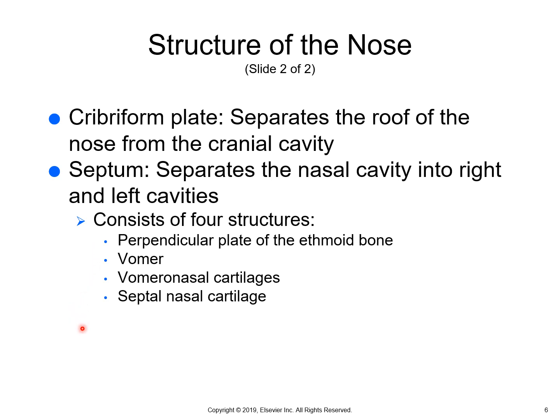So we have the perpendicular plate of the ethmoid bone, that's the upper portion of the septum. We have the vomer, which is a flat bone that forms the lower part of the septum. We have the vomeronasal cartilages, which are small structures that help support the septum. And we also have the septal nasal cartilage, which is flexible.